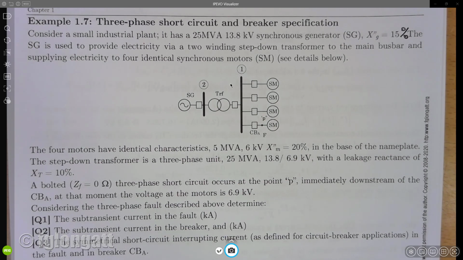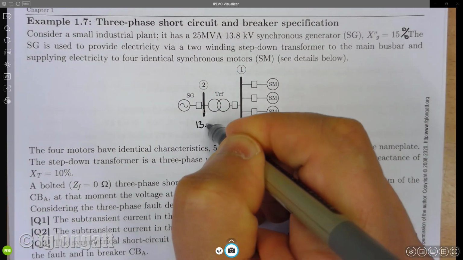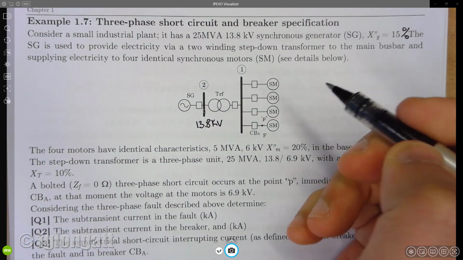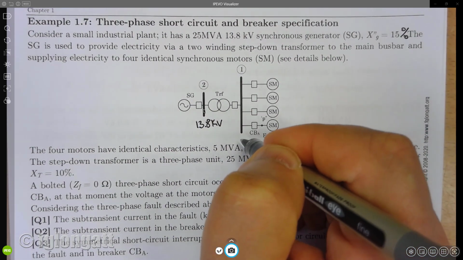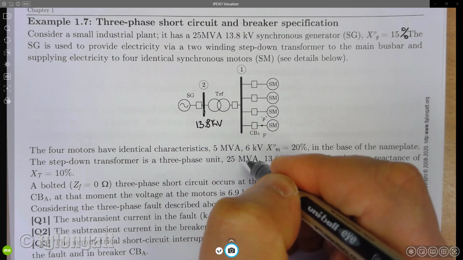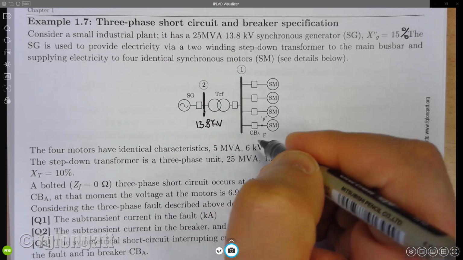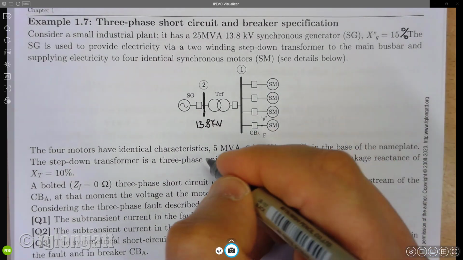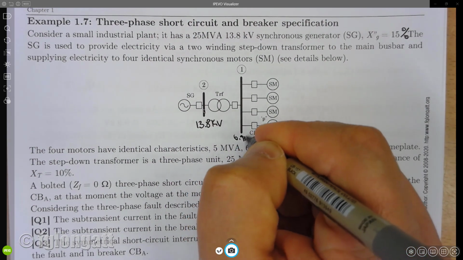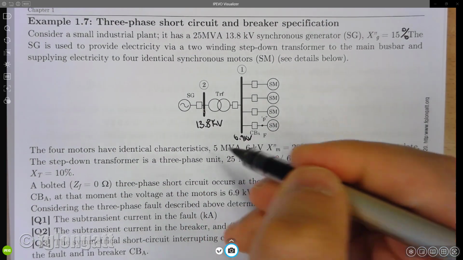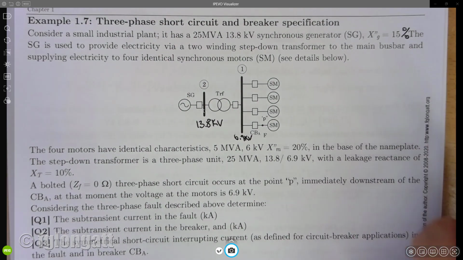Okay, you can see here this is the 13.2 kV bus bar. Yes, here you can see that we have here the generator, and on the other side we have 6 kV. We are using motors. Yes, we are using 6.9 kV motors. Okay, that is the idea.